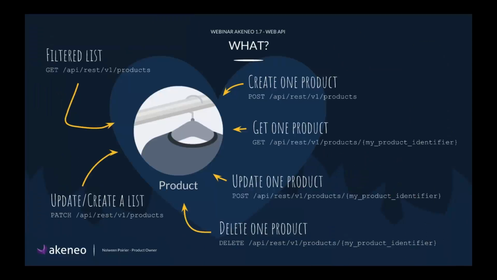So now, let's move on to what you will be able to do with the API. We focus our effort on the product, as you can see, because the product is at the heart of our PIM. So you will be able to get filtered lists of products, to update and create a list of products. You will also be able to do unitary actions such as creating, getting, updating, or deleting one product.